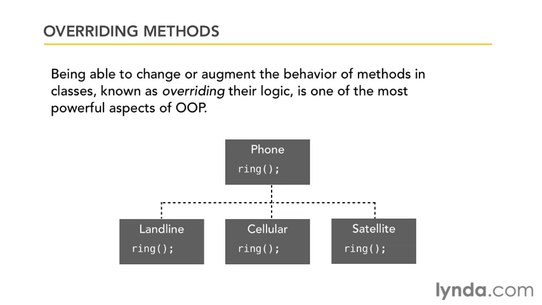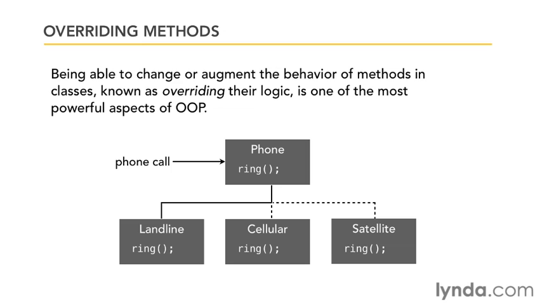Now, when you get a phone call, the person calling you doesn't necessarily know what kind of phone you have. All they know is that you've got a phone. When they make a phone call, the system looks up your phone and tells your phone to ring. And when the phone is told to ring, it figures out what kind of phone you have, and it tells that particular kind of phone to go ahead and do its ringing.